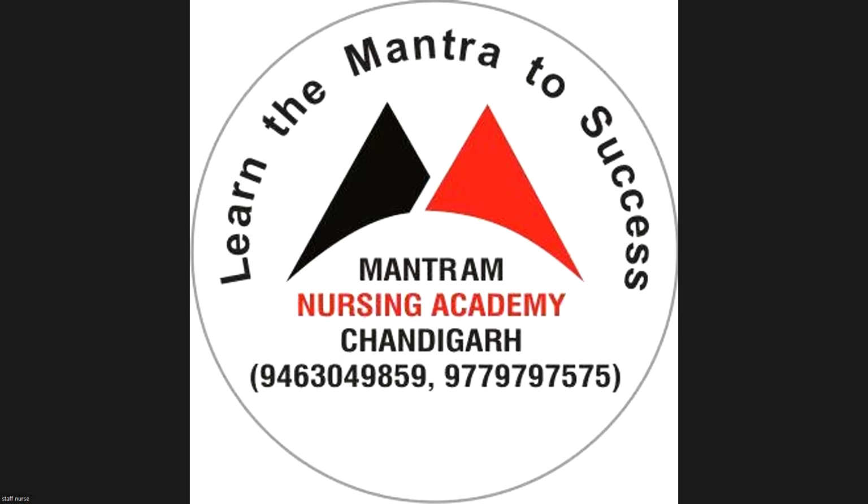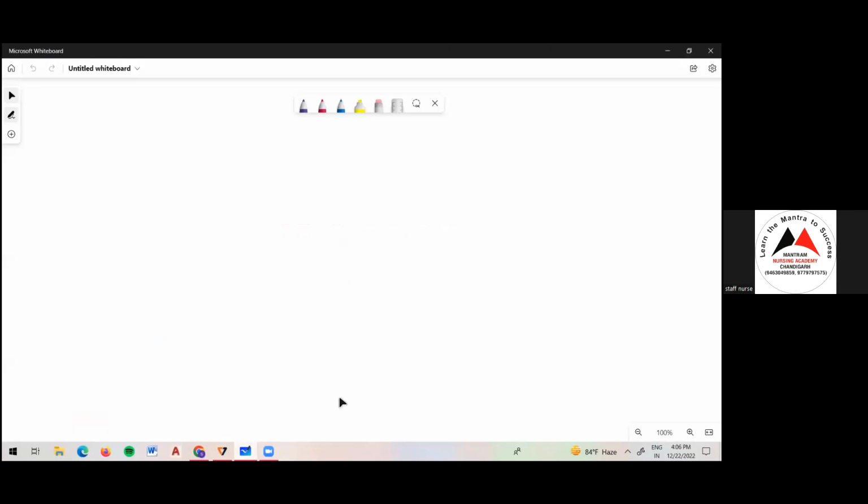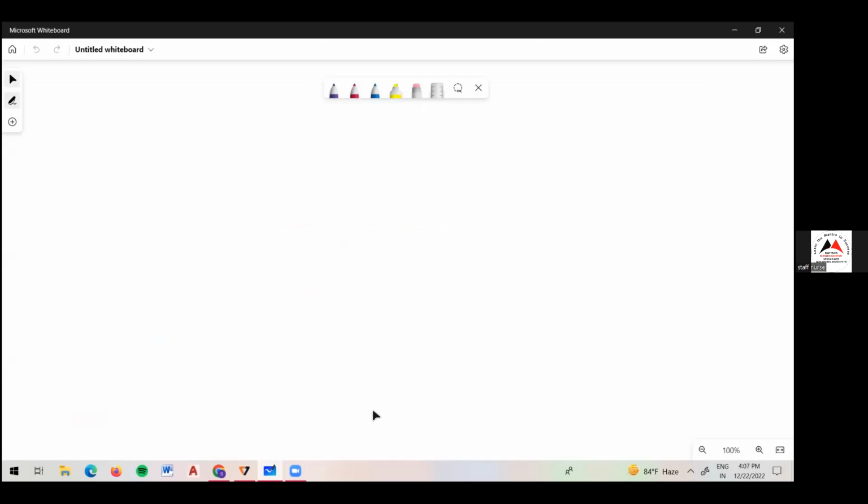What is the purpose of VVM? Can you see the board? Yes. To assess the potential of the vaccines, whether we can use the vaccine or we have to discard it, that is why we use VVM. VVM helps to assess whether the vial can be used or has to be discarded.